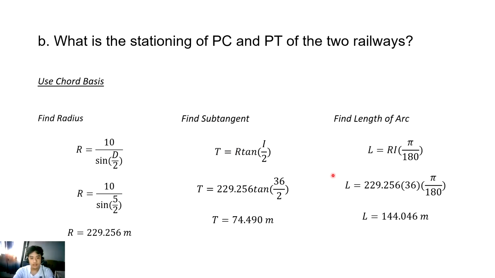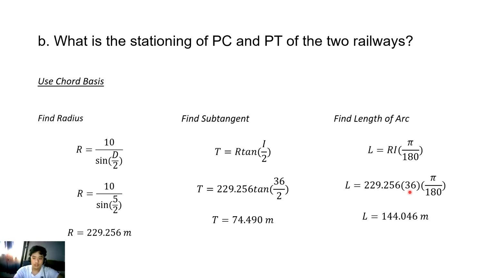For the subtangent, the formula is the same: R tan I over 2. They only differ in the radius, since we got a different radius here. So 229.256 tangent 36 over 2, and we get 74.490. For the length of arc, or length of curve, we get it using the formula radius times angle of intersection times pi over 180. So we just substitute.